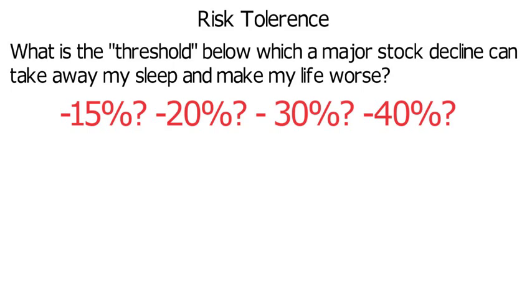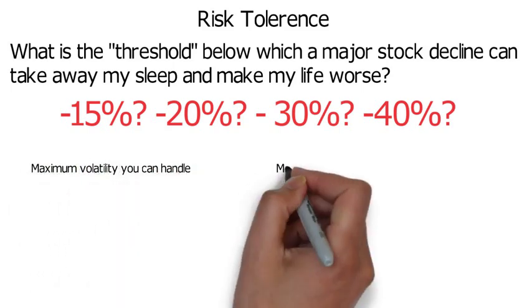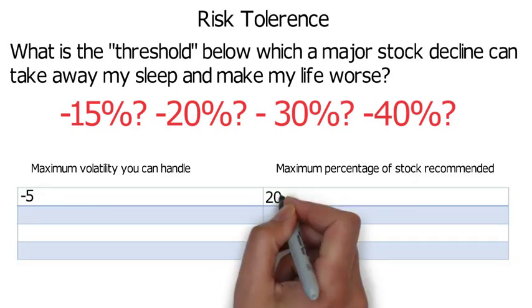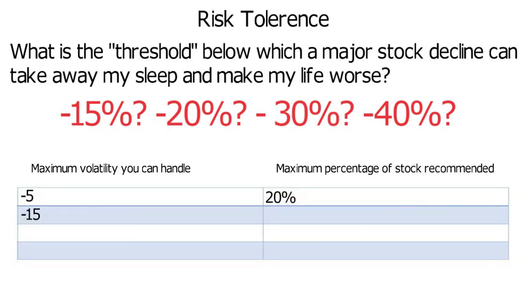Below is a table that gives you some rough indication of how much stock to hold based on the volatility you think you can bear. Maximum volatility you can handle, maximum percentage of stock recommended: -5%, 20%; -15%, 40%; -25%, 60%; -35%, 80%.